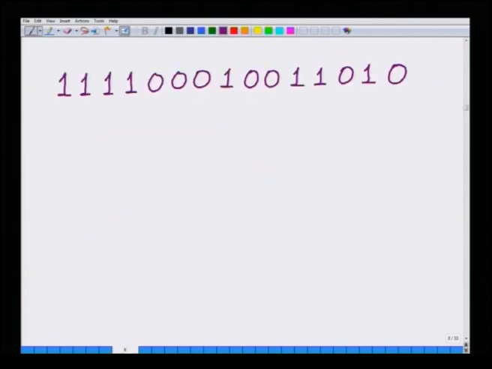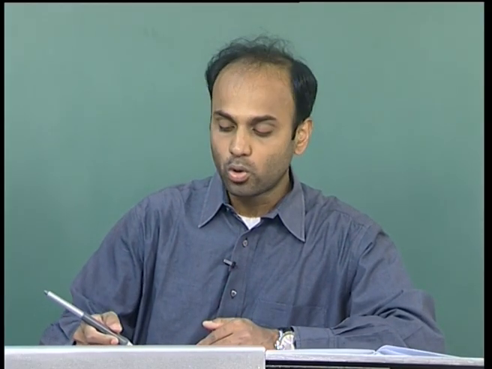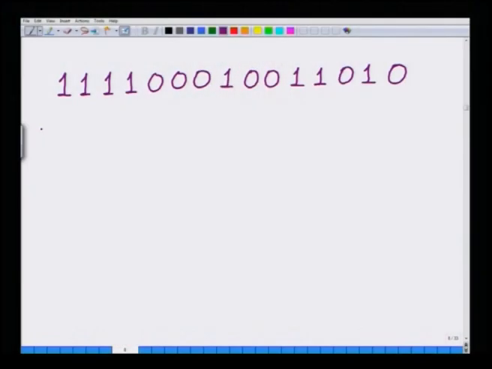Now, I have to map them to a voltage level. So, I will map 1 to a minus 1 and 0 to a plus 1. I am taking these information symbols 1 and 0 and mapping them to voltage levels, either plus 1 or minus 1.